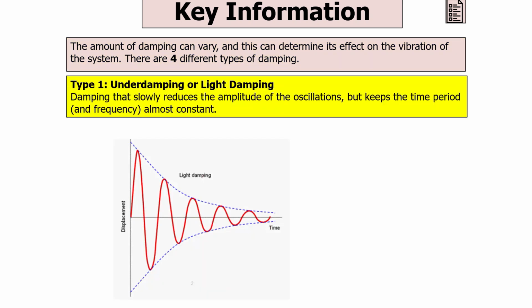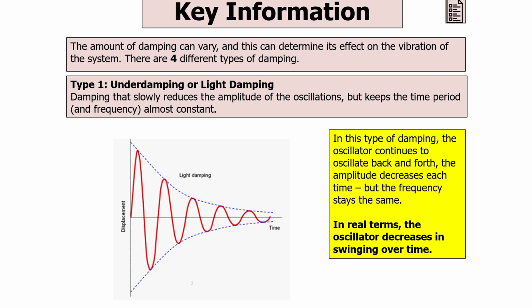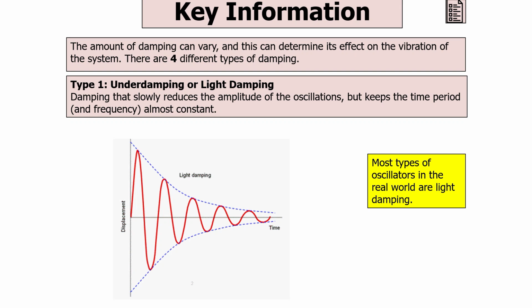The first type is underdampening or light dampening. This is dampening that slowly reduces the amplitude of the oscillations but keeps the time period and frequency almost constant. So in this type of dampening, the oscillator continues to oscillate back and forth, the amplitude decreases each time, but the frequency stays the same. In real terms, the oscillator decreases in swinging over time. Most types of oscillators in the real world have light dampening.